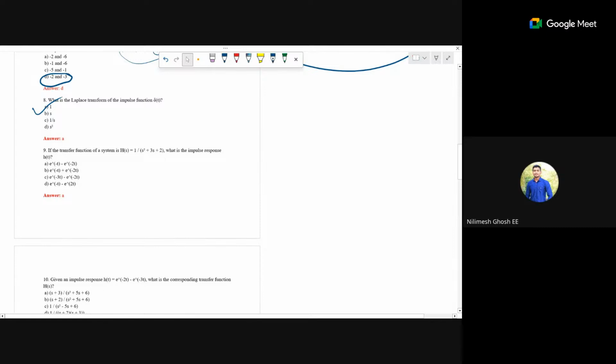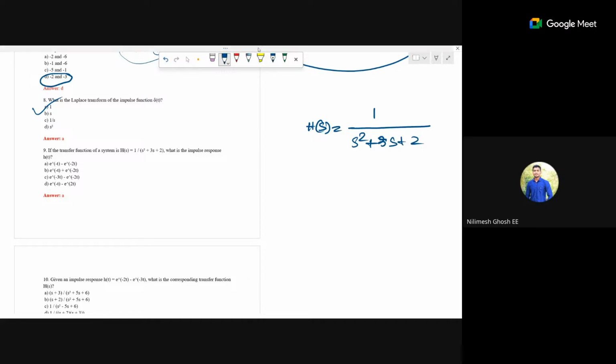Now, the ninth question is a good question, on the impulse signal. Sir, what is the impulse response? First of all, H of S is the impulse response, right? But this is the S domain. This is 1 over S square plus 3S plus 2. For solving this question, Laplace transformation knowledge is important. So this is our H of S, right?